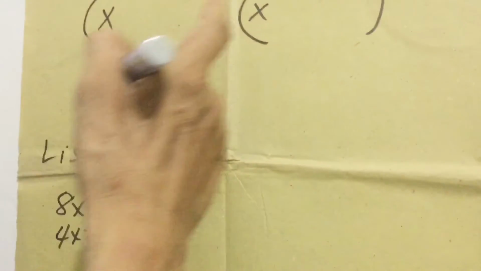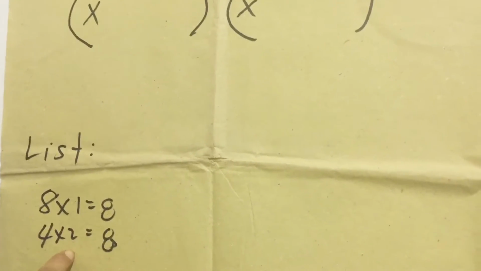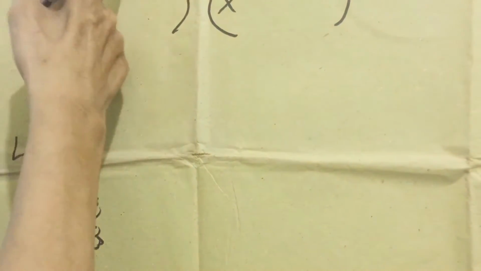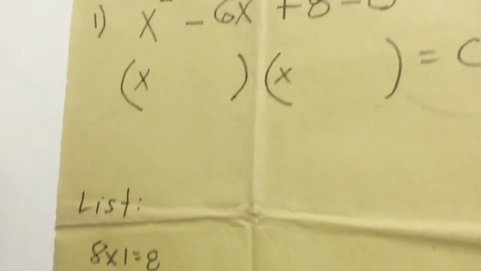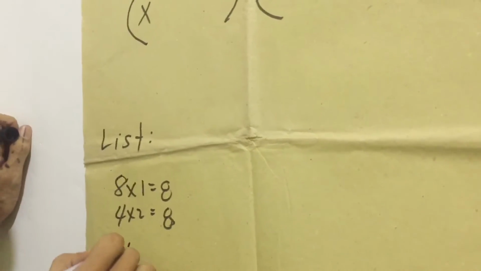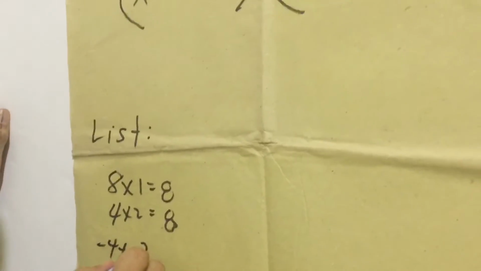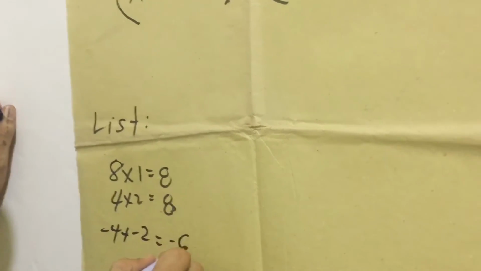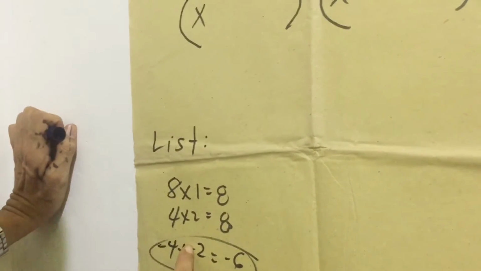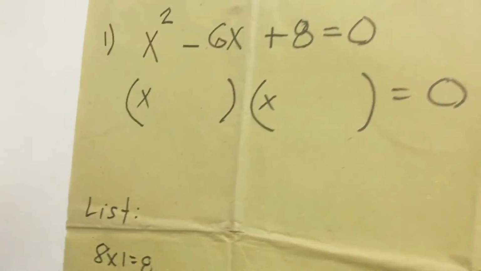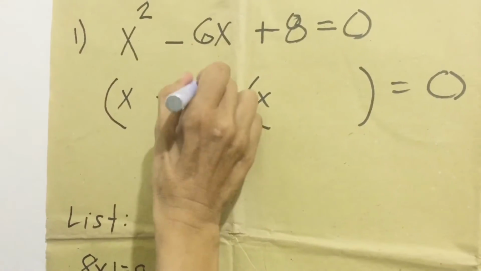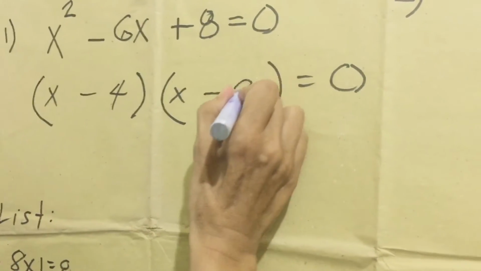Now we're going to estimate: 4 plus 2 equals 6. But the middle term is negative, so we're going to analyze. For example, we will use negative 4 plus negative 2 equals negative 6. Okay, possible. Then we're going to check the sign. Negative times negative equals positive. Okay, possible now. So our signs are negative 4 and negative 2.